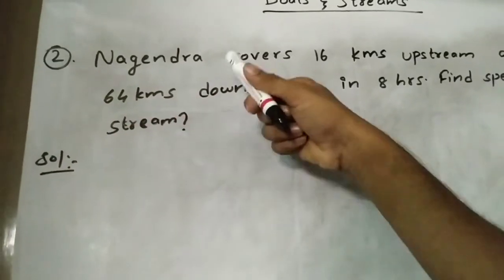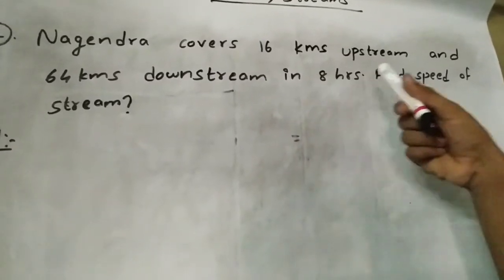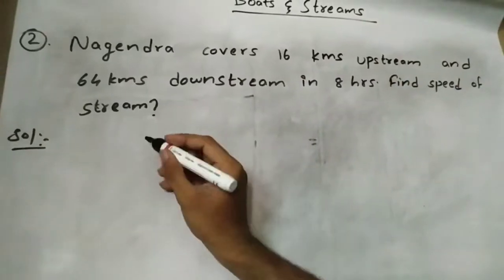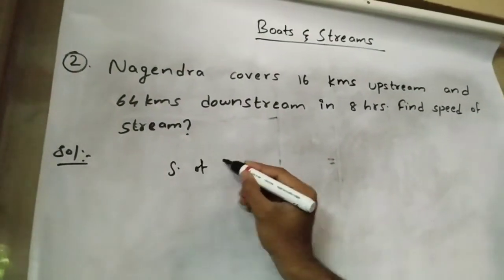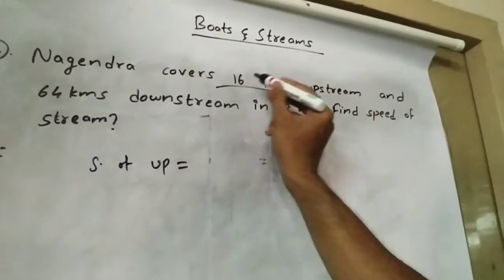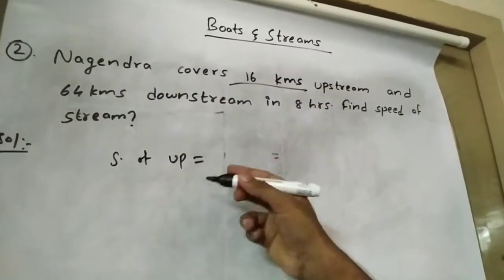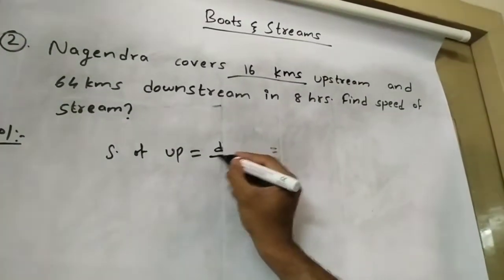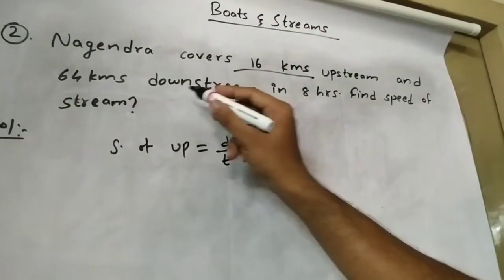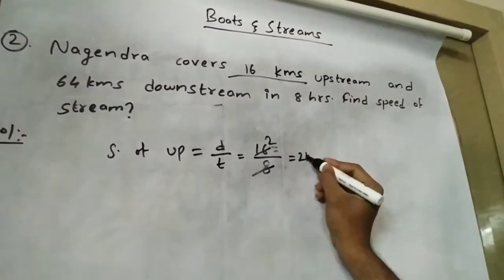Second question: Nagendra covers 16 kilometers upstream and 64 kilometers downstream in 8 hours. Find the speed of stream. Speed of person in upstream: here it is given distance, not speed, so we should convert distance into speed. We know the formula for speed is distance by time. So the distance covered is 16 kilometers by time 8 hours, that is equal to 2 kmph.